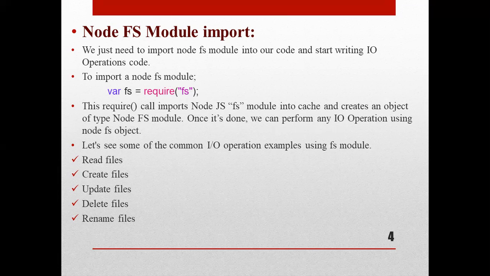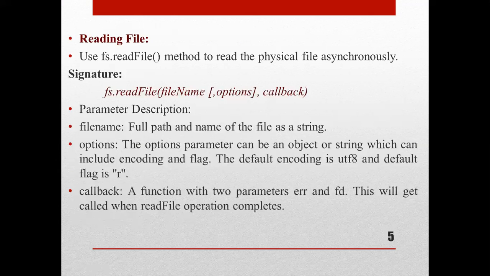Let's see some common IO operation examples using that fs module. There are several operations we can perform on files using the fs module, like read files, create files, update files, delete files and rename files. We will see them one by one. First one is reading a file. For that, we can use the fs.readFile method. Here you can see the syntax, how we can use this fs module for reading a file. Use the fs.readFile method to read the physical file asynchronously.